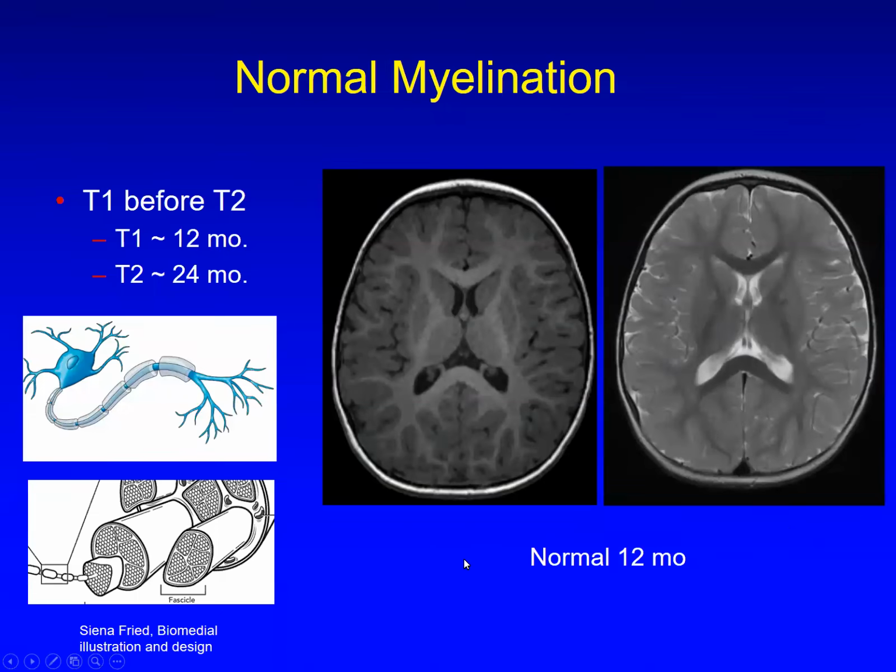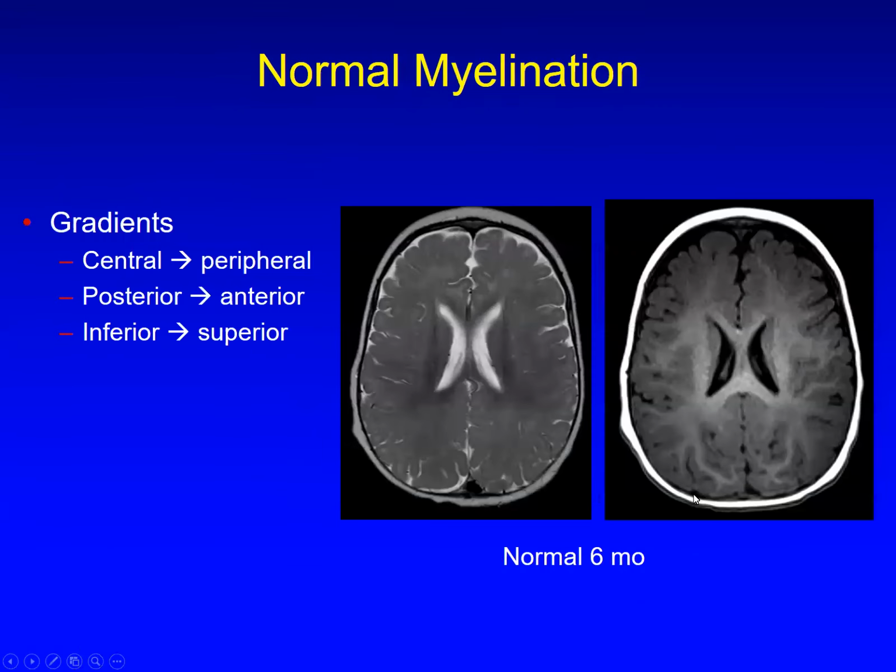This doesn't happen at the same time. It follows the same pattern, though. The T1 images will happen first, and we generally say they look about adult-like with a few caveats by 12 months of age. T2, it's usually about 2 years. So here, this is a normal 12-month-old. On T1, we can see the normal T1 hyperintense myelin pretty much throughout the brain. On T2, again, a similar pattern, but not quite as far along. There are still some areas here that are T2 hyperintense. So T1 before T2.